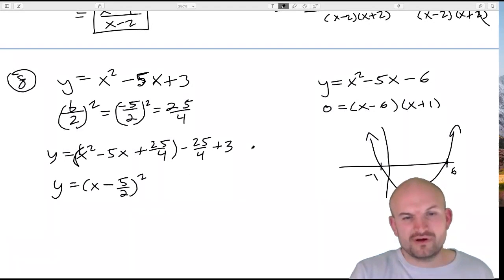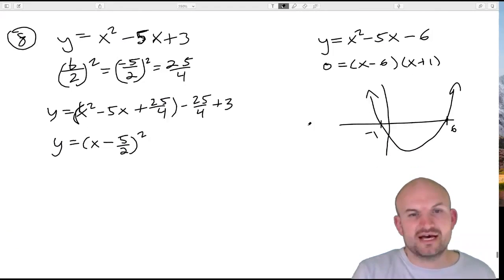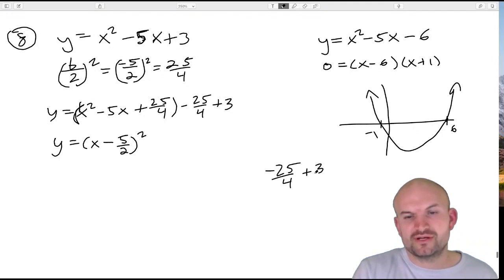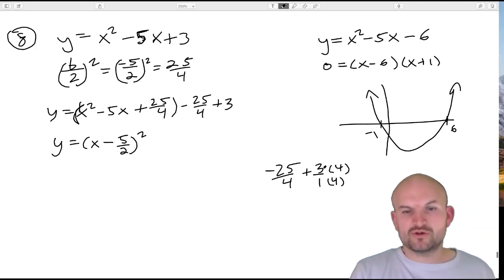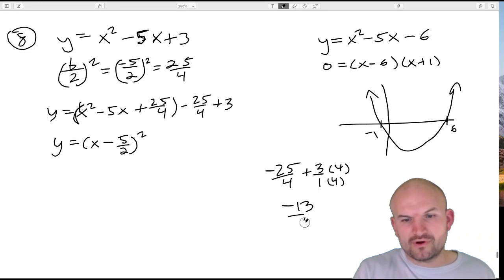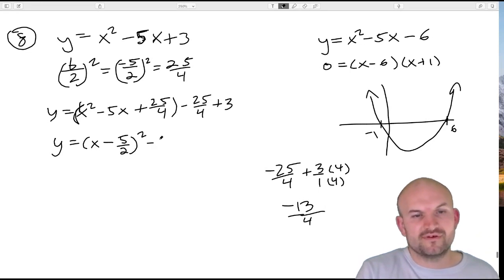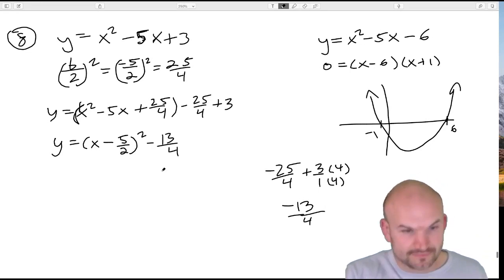And then for this one, let's do this work here on the side, because a lot of students do not like fractions. So we want to make sure we understand that. Let's multiply by 4 over 4. That's going to be 12. So this will be a negative 13 over 4. All right, so negative 13 over 4.